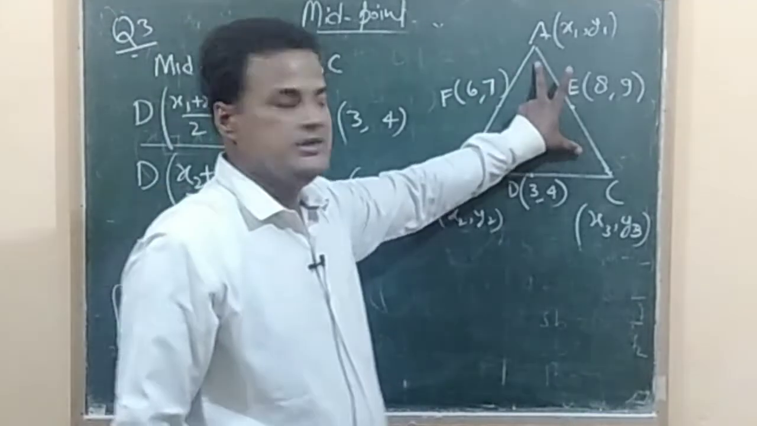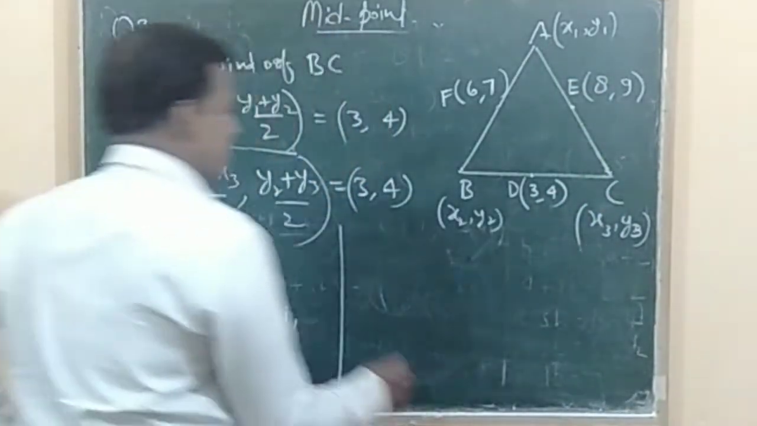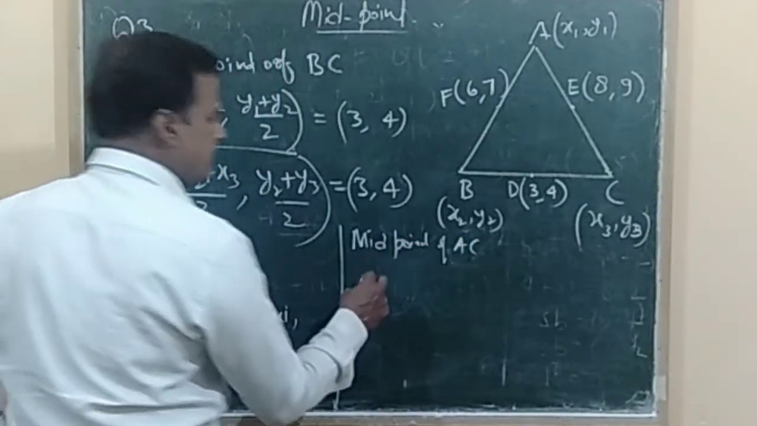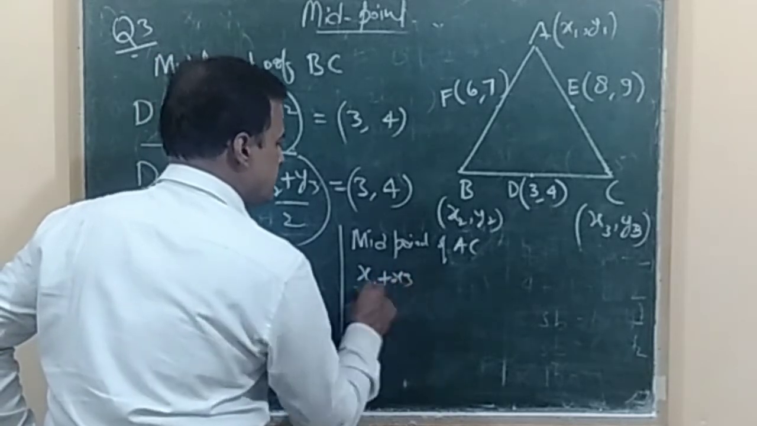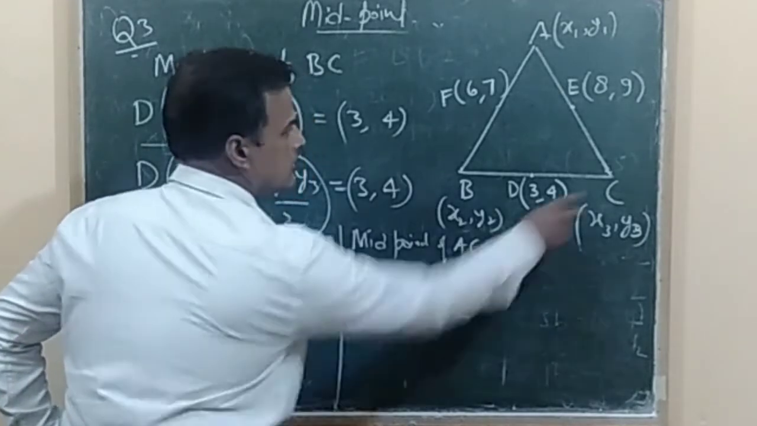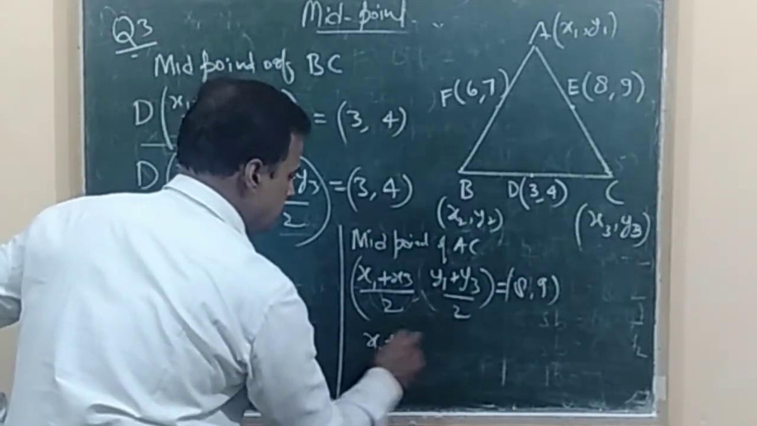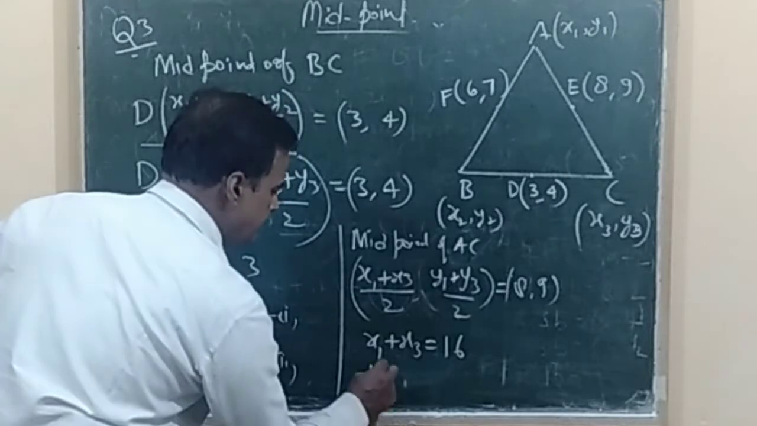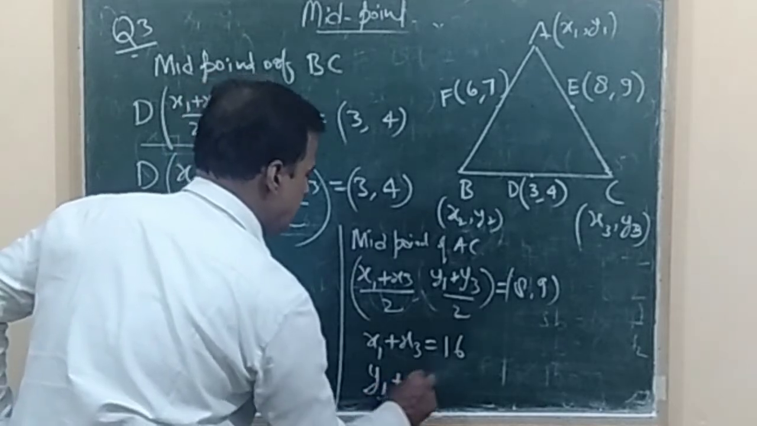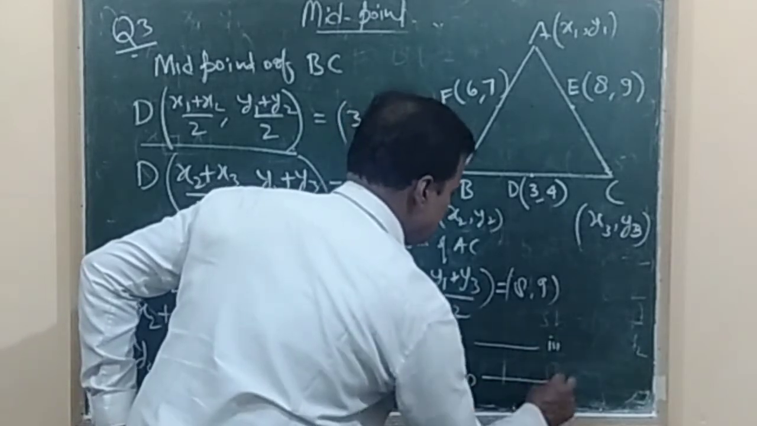Now the midpoint of AC, where A is x1 y1 and C is x3 y3, will be (x1 plus x3) upon 2 comma (y1 plus y3) upon 2, which is given as (8, 9). Simplify this, comparing both sides, x1 plus x3 equals 16 and y1 plus y3 equals 18. Equation 3, equation 4.